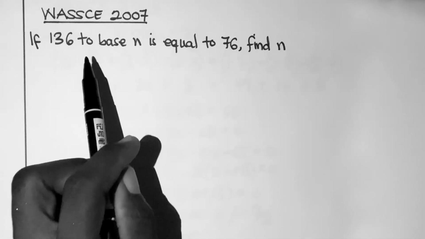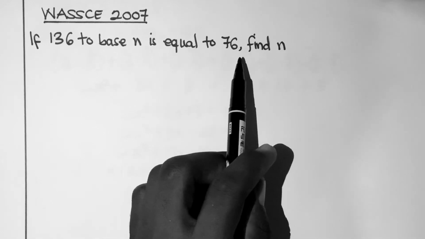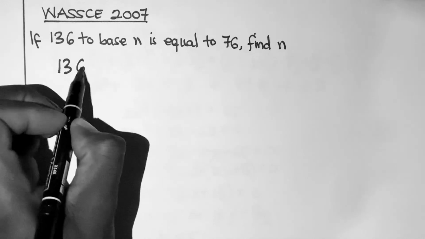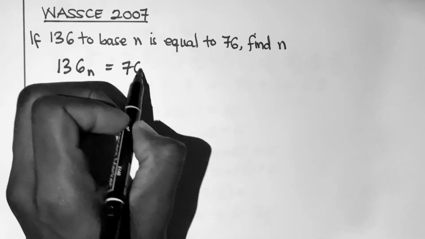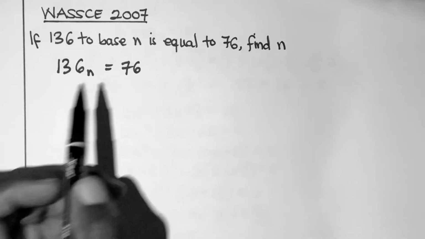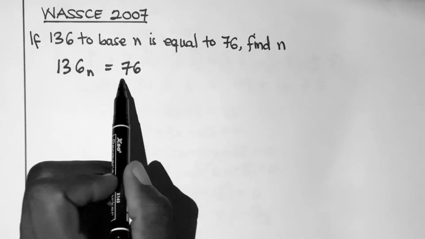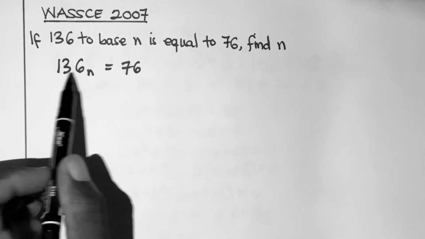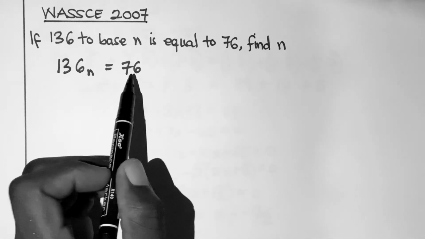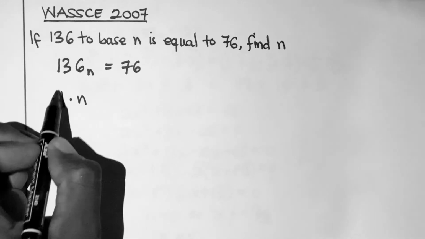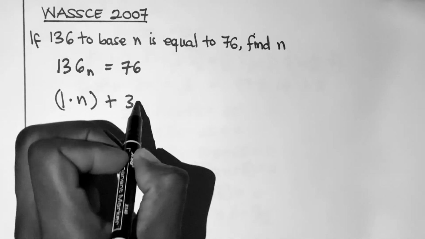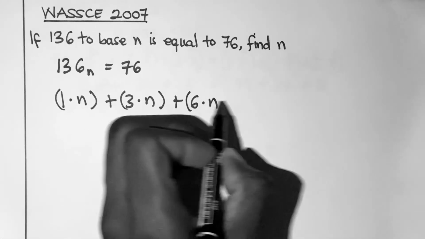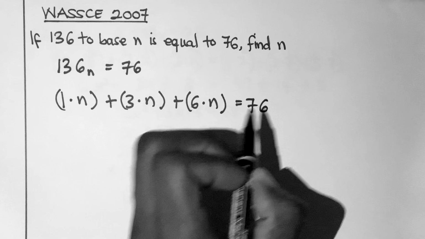If 136 to base n is equal to 76, find n. So 136 base n is equal to 76. Now, just as I said, if you see any number without a base attached to it, it's in base 10. So we need to convert this 136 to base 10 such that it can be equal to that 76. So this becomes 1 times n, then plus 3 times n, and then plus 6 times n, and all of this is equal to 76.